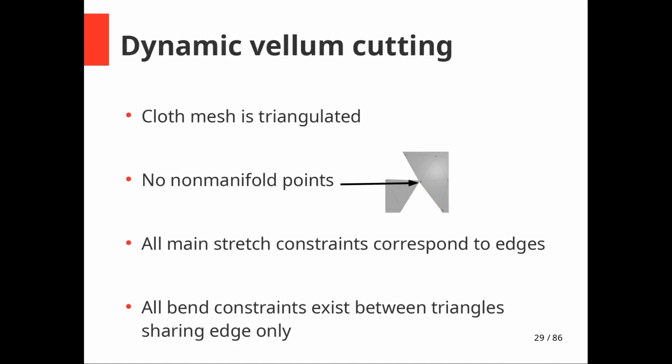Next one is all distance constraints must correspond to edges, and all bend constraints must only exist between two neighbor triangles. So two triangles that share an edge. This way it's very straightforward to determine which constraints to cut when edges get cut. And actually vellum configure cloth node creates constraint structure that fits our limitations by default on a triangulated mesh. No extra work needed here.